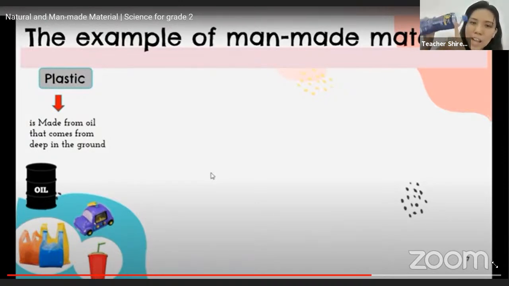All right, what material is this? These are plastic. So how do you make plastic? It's from the oil deep down in the ground that turns into plastic. Because it comes from oil, that's why it's so shiny. Can you see the shine? It has reflection.